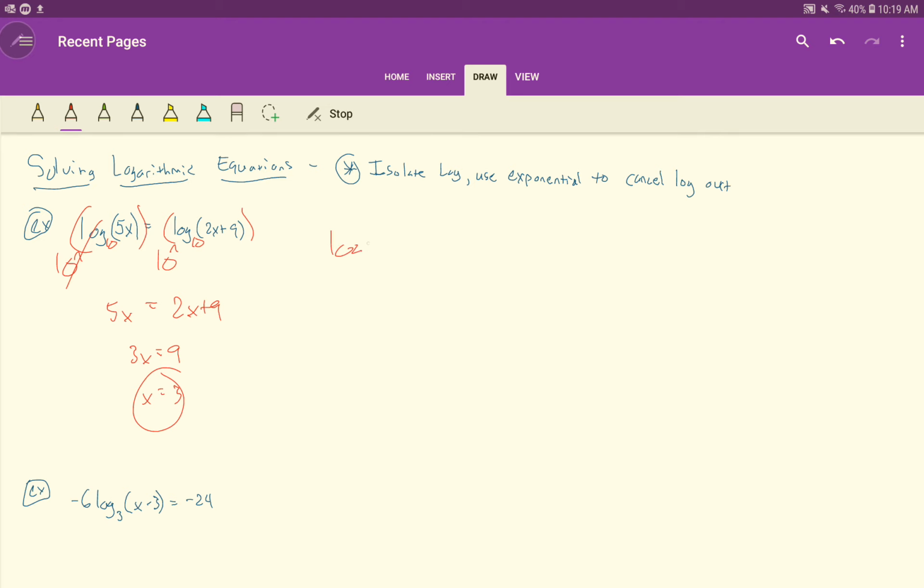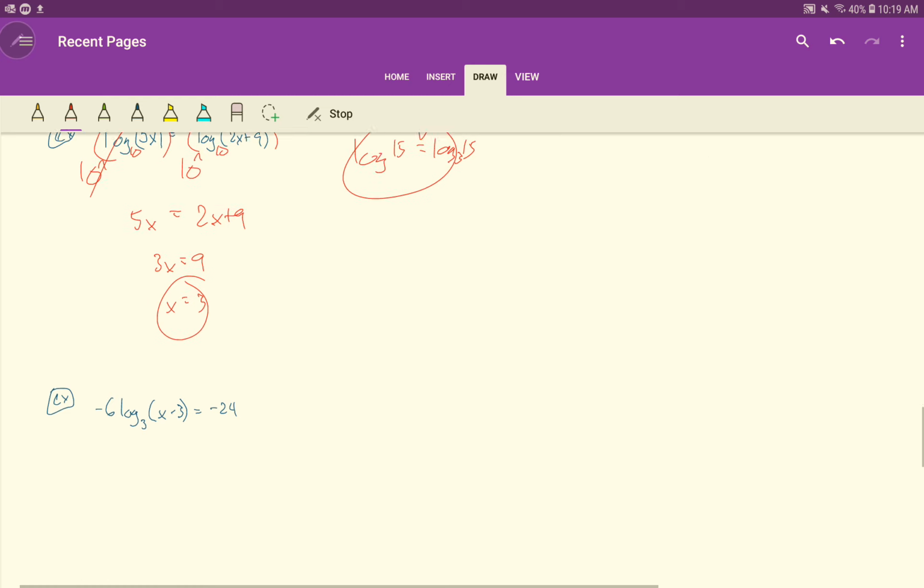If I plug that back in, it's going to be 5 times 3, so 15. If I plug it back in on the right-hand side, it's going to be 2 times 3, 6 plus 9, is, again, 15, so check, it works. Oops, I almost X'd it out, like it was some sort of wrong answer. Why would I do that? Okay, check. It works. Okay, anyway, let's try another one.